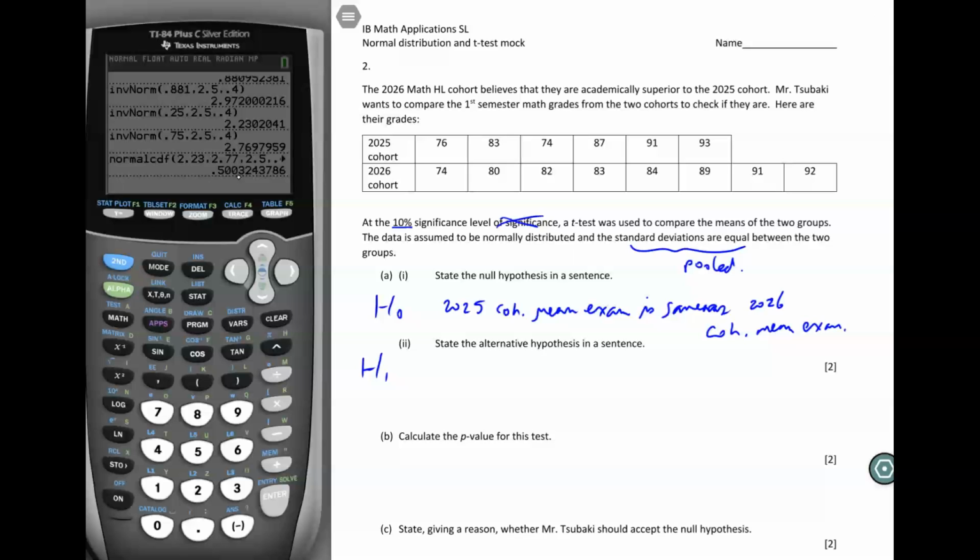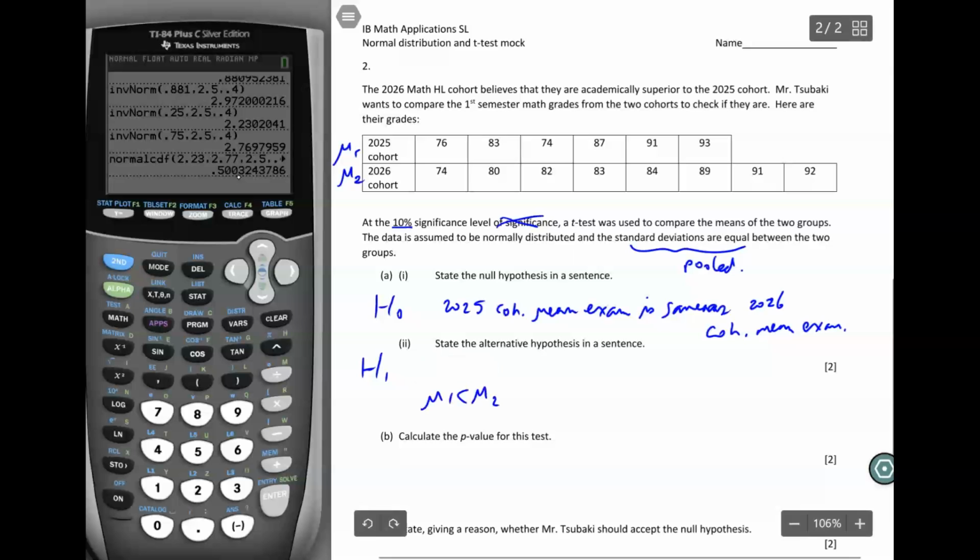Okay, and the alternative hypothesis, what we're looking here is either that the 2025 cohort mean is not the same as the 2026 cohort mean, but actually we're specifically looking for something else. We're looking to see that the 2026 cohort mean exam is higher than the 2025. So let's say that the 2025 is mean 1 and 2026 is mean 2. So we're looking to see if mean 2 is greater than mean 1, or let's say that mean 1 is less than mean 2, because usually on the calculator mean 1 comes first.